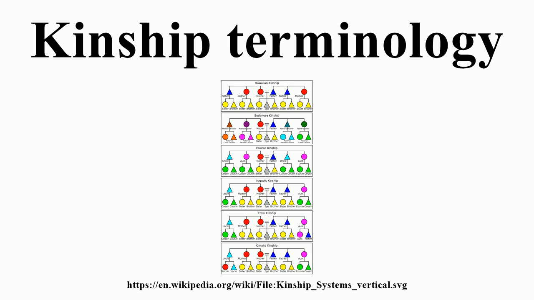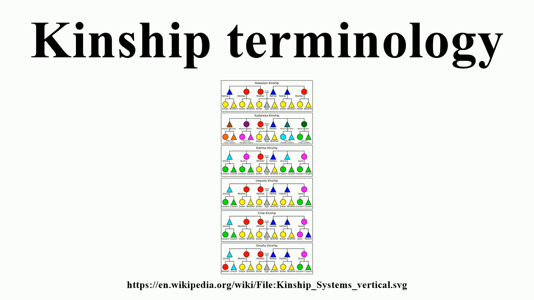In other words, siblings are grouped together with parallel cousins, while separate terms are used for cross-cousins. Also, one calls one's mother's sister, mother, and one's father's brother, father. However, one refers to one's mother's brother and one's father's sister by separate terms.